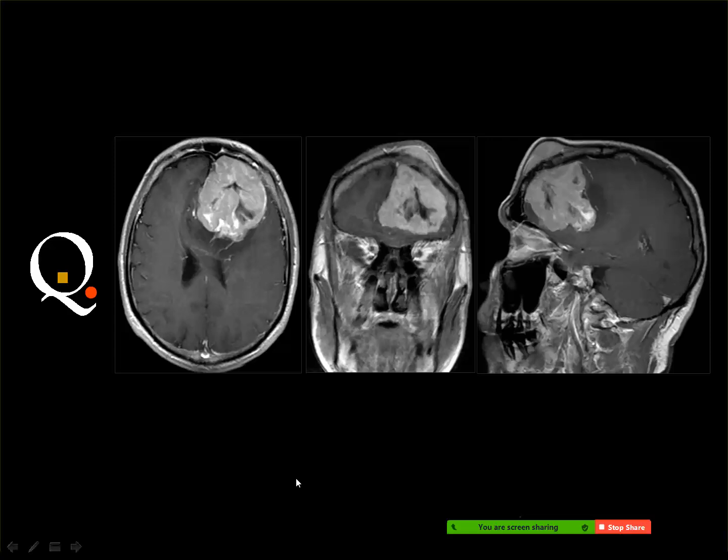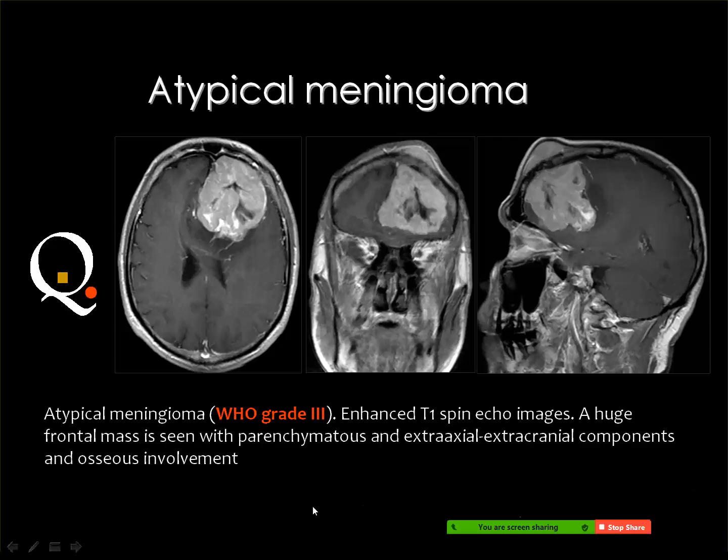Atypical meningioma. Yes, and or lymphoma or metastasis. Yes, hemangiopericytoma. Yes: atypical meningioma, hemangiopericytoma, lymphoma, and metastasis. You can say that in the same sequence. Okay.